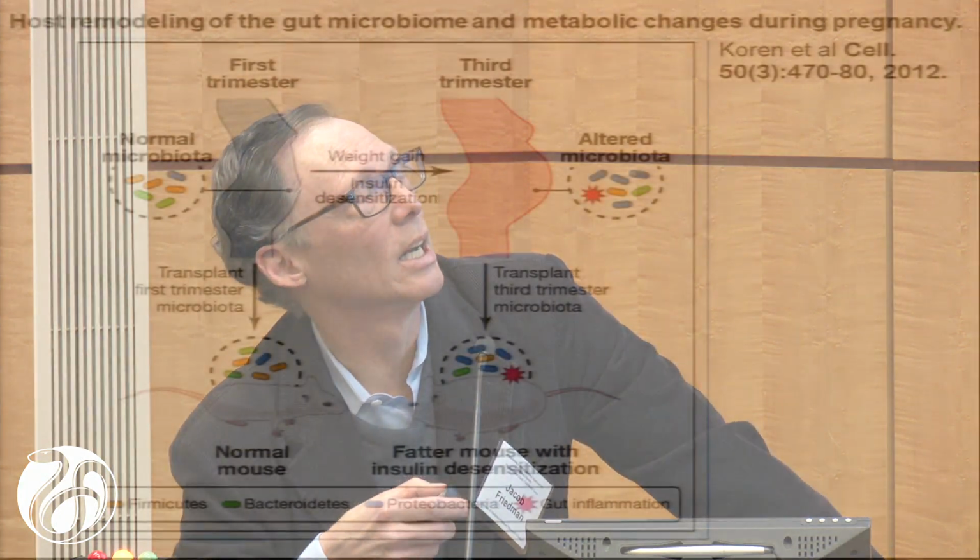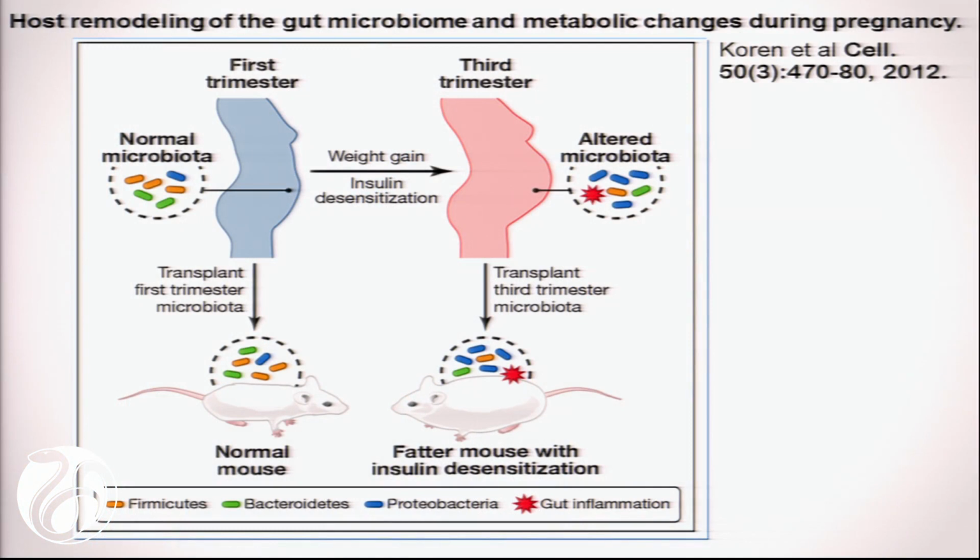This is a remarkable paper that I think bears a lot of discussion, and this is by Koren et al. This shows you that the microbiome in a mother who is normally pregnant, if it's transplanted into a gnotobiotic mouse with no bacteria, the mouse is normal. Same woman, in third trimester, you take her bacteria from her GI tract, transplant it into the sterile mouse, and you get a fatter mouse with insulin desensitization. So this has me thinking quite a bit about the next half of programming.